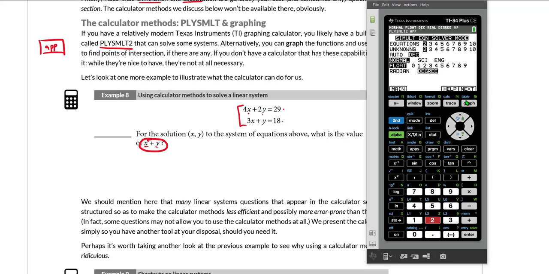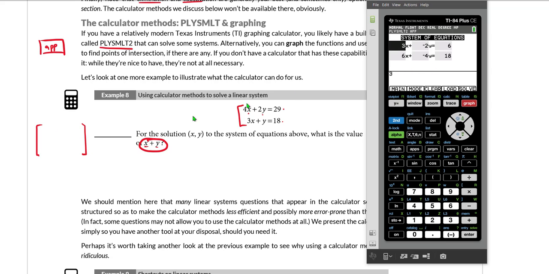I am then going to hit the graph button, which is my next tab. I'm going to hit graph to go to next. And now what I have here is a system of equations. Now, if you have an older calculator, but you still have the PLYSMLT app, you may actually see a matrix. And in that matrix, instead of the actual system, you are just going to enter your A, your B, and your C for the first equation. In other words, your 4, your 2, and your 29, and then your A, your B and your C for the second equation. In this case, it would be a 3, a 1, and an 18.